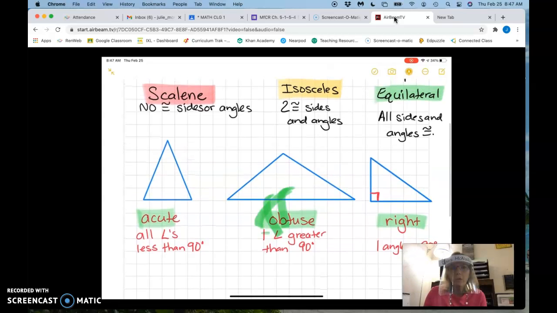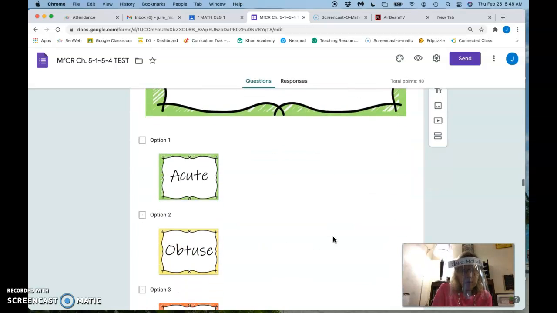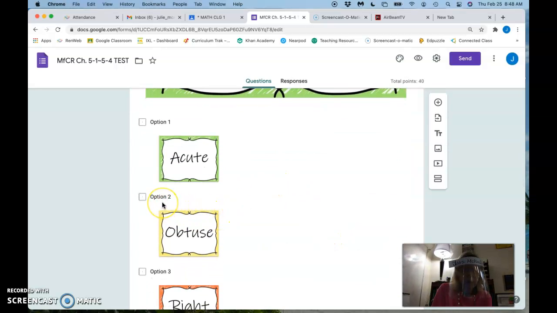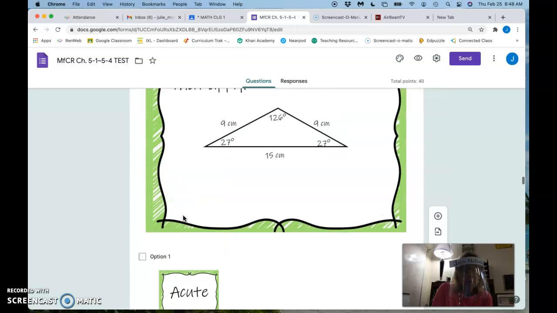All right, so if you look at this triangle, what kind is it? Obtuse and isosceles. Good, isosceles. So you would come down here and you would check obtuse. Wait, how are you going to know if it's isosceles or not? They don't have lines on it.